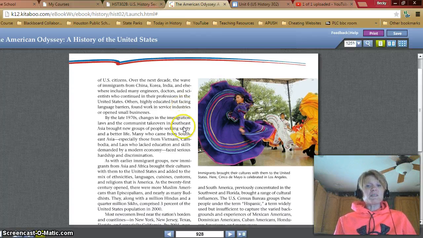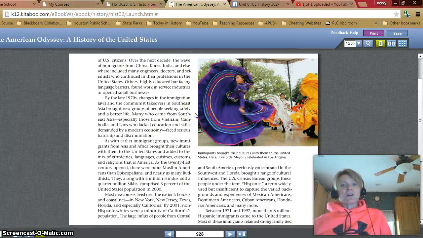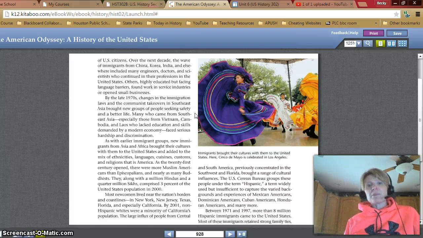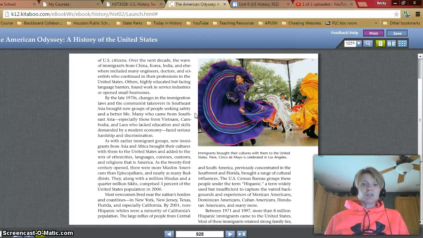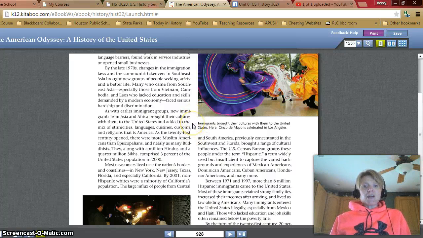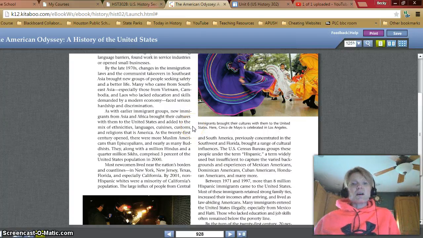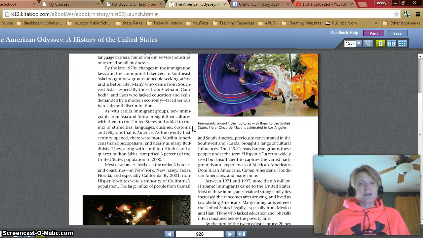By the late 1970s, changes in the immigration laws and communist takeovers in Southeast Asia brought new groups of people seeking safety and a better life. Many who came from Southeast Asia, especially those from Vietnam, Cambodia, and Laos, who lacked education and skills demanded by a modern economy, faced serious hardship and discrimination. As with earlier ethnic groups, new immigrants from Asia and Africa brought their cultures with them to the United States and added to the mix of ethnicities, languages, cuisines, customs, and religions that is America.